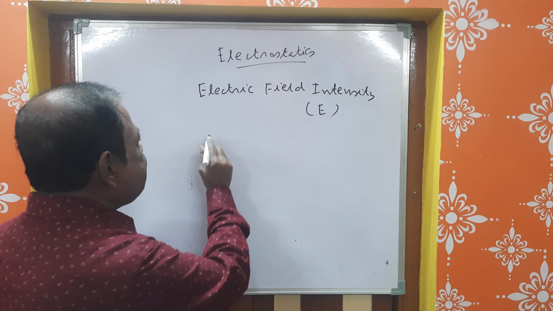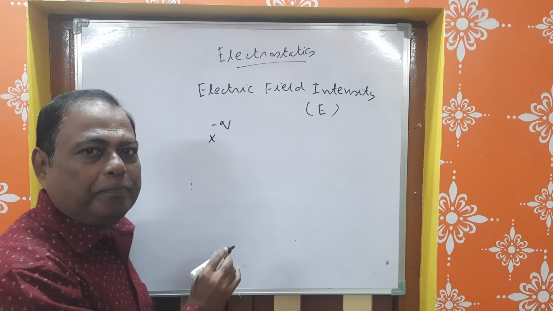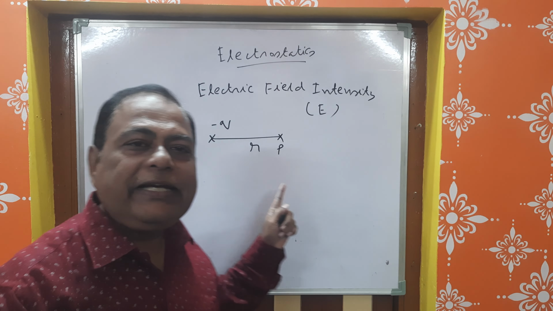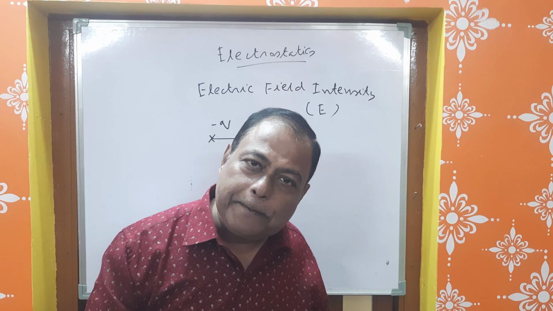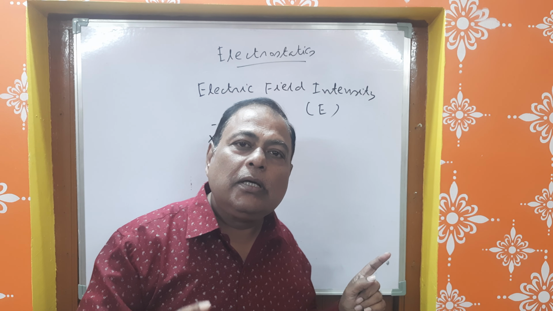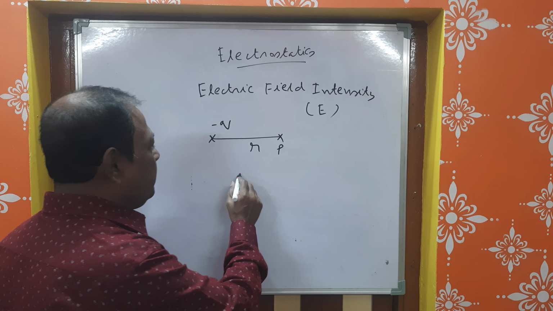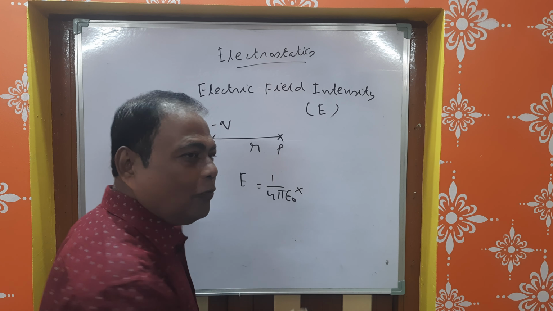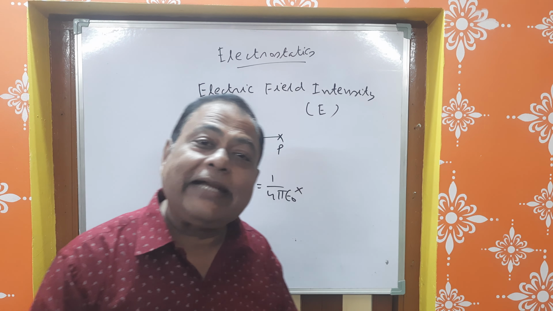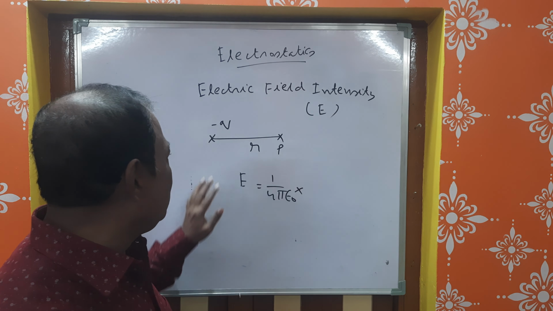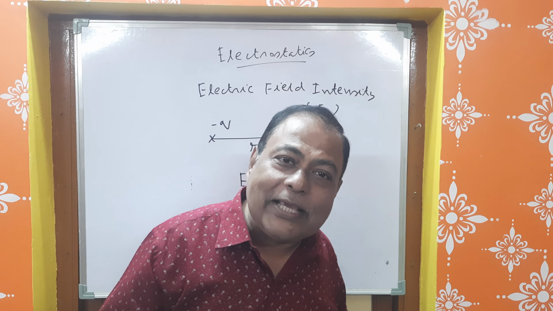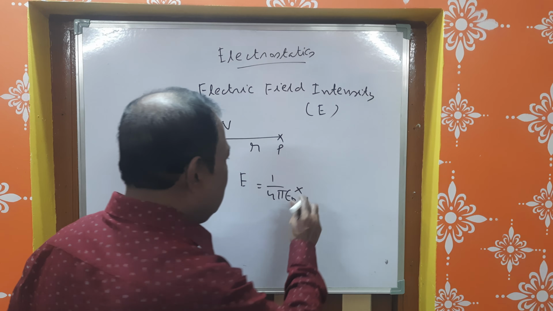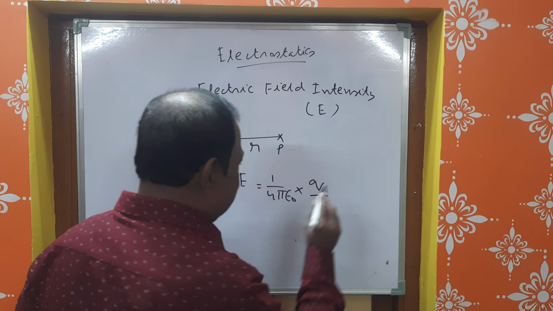Now, suppose this charge is minus Q. Then at distance R, at this point P, how to find intensity? The same way: here you assume a unit positive charge. So what is the form of intensity? That is 1 by 4 pi epsilon naught into what? What should I write down? Should it be minus Q or plus Q? The answer is only Q, not minus Q. So Q by R square.